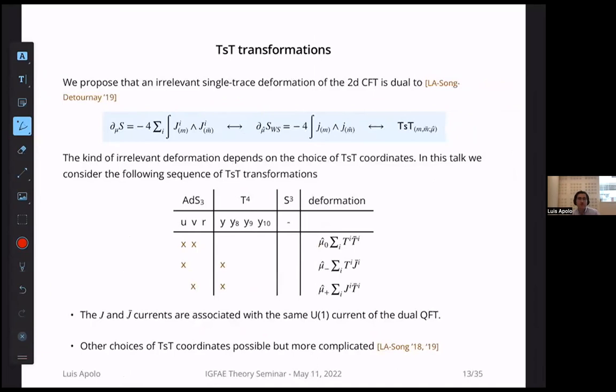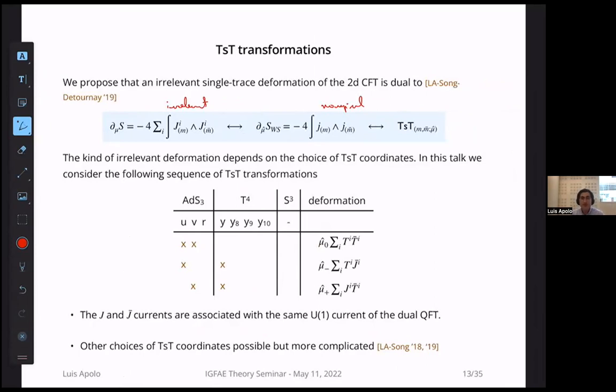So what we have proposed is that a single trace deformation of the 2D CFT is dual to a TsT transformation in the bulk. So we have these relationships. This is an irrelevant deformation. This one is marginal, at least to leading order in alpha prime. And this is equivalent to TsT. Now, the kind of irrelevant deformation that you get depends on the choice of the TsT coordinates.